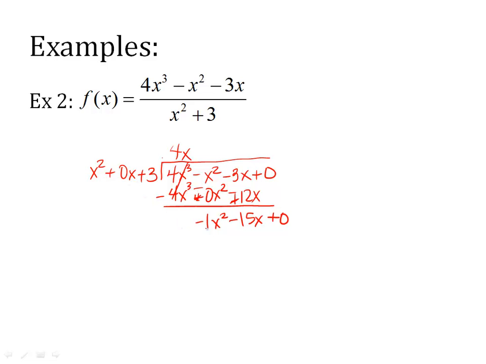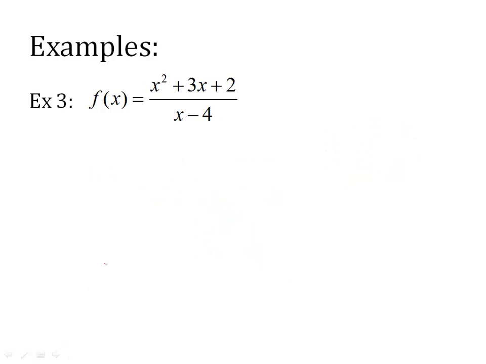Okay, what times x squared is negative 1x squared? A negative 1. So I can go negative 1x squared plus 0x minus 3. Change my signs. That becomes positive, negative, positive. This is 0. This is negative 15x plus 3. But it's a remainder. Look, the power of x is less than what you divided by, so it's a remainder, so I throw it out. So my answer, or my end behavior asymptote, is y equals 4x minus 1.